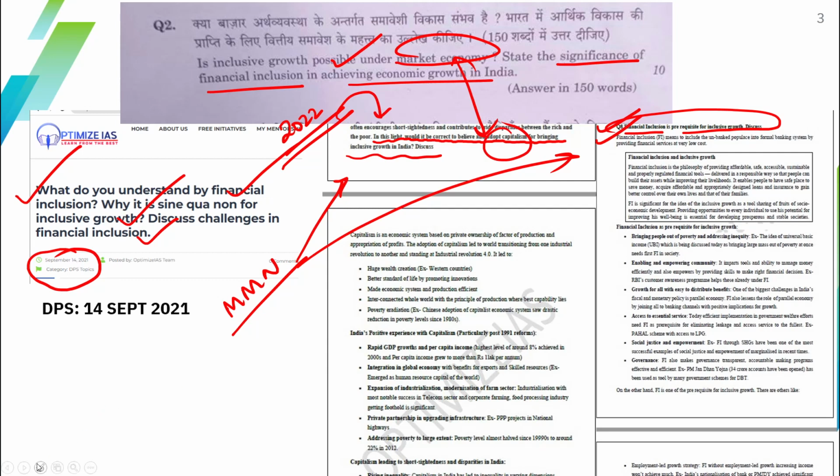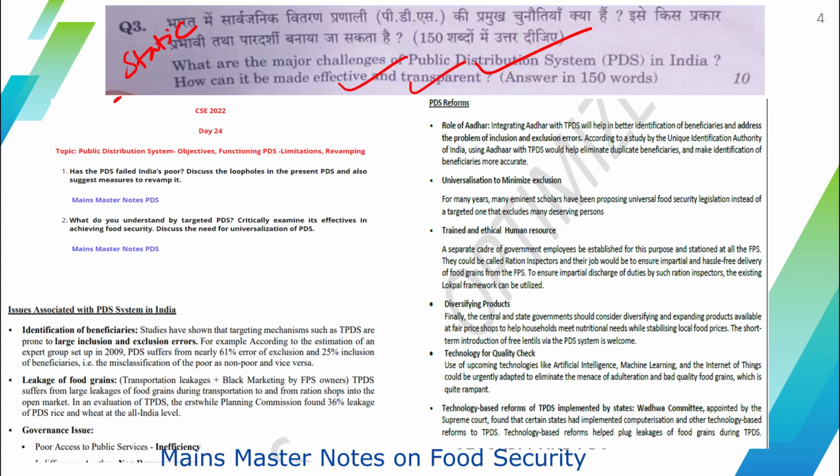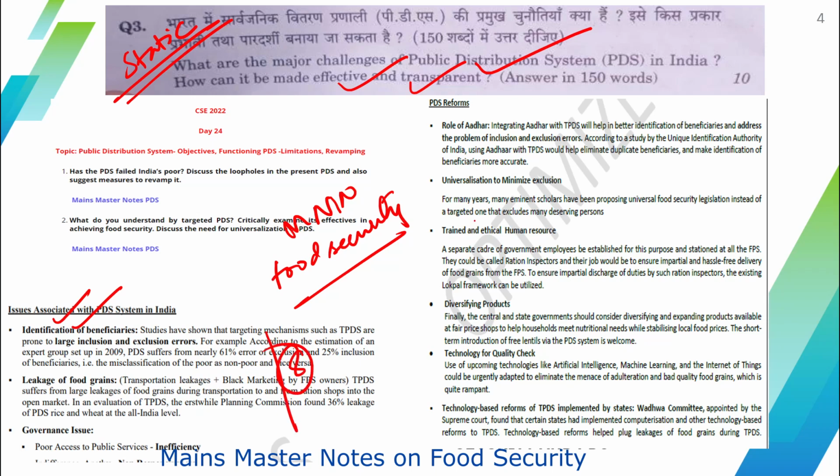Next question, let us see, guys. What are the major challenges of the public distribution system in India? How can it be made effective and transparent? Again a static question. If you have read the mains master notes on food security, you can see here the issues associated with PDS. I have given more than 8 issues. You can cross-check your mains master notes on food security and PDS reform.